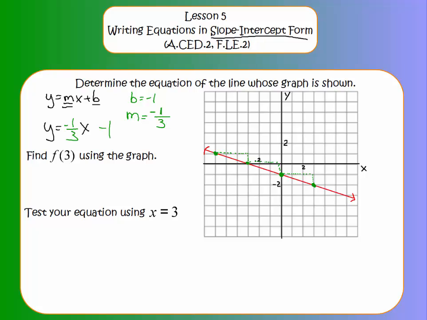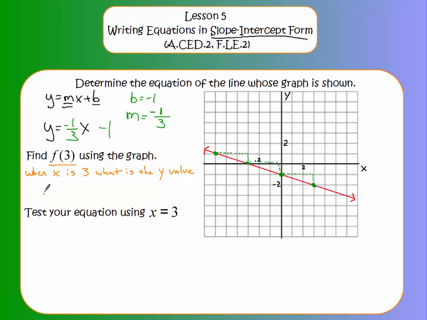So now it's asking us to find f of 3. Remember, that's how you say this. F of 3. It does not mean multiply. It is the function evaluated at 3. So in other words, when x is 3, what is the y value, is what this is saying. Right? When x is 3, what is the y value?